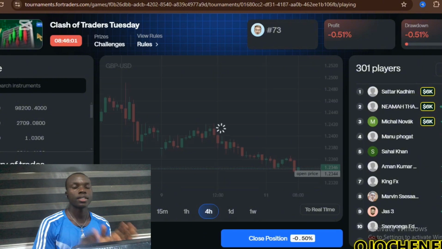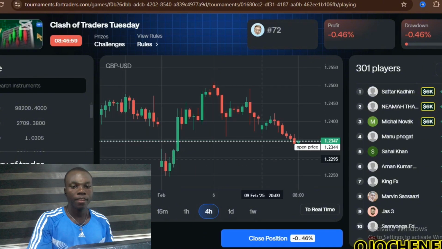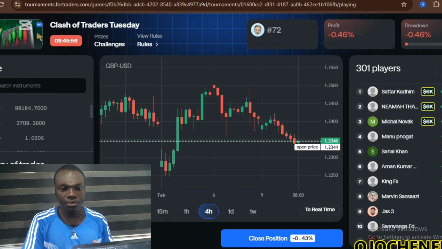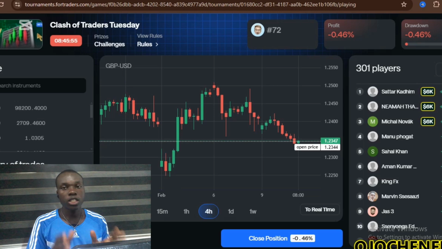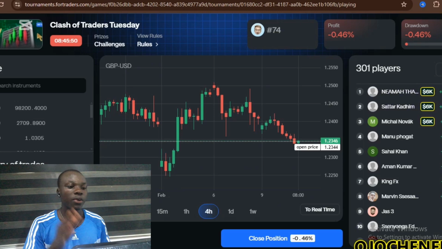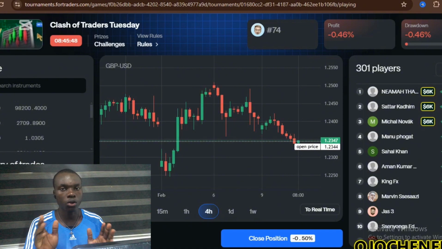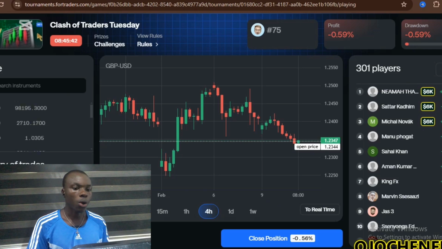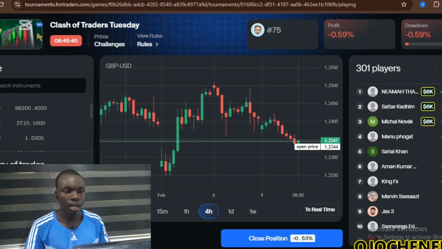Okay, so you see that the trade is open right now. You can see I'm in the drawdown right now, negative 0.46%. The max drawdown for the day is negative 10%. If you hit the max drawdown of negative 10%, you'll be closed out of this challenge. But if you can maintain a higher score, maybe a 50% win rate, you are going to get a 6k account free from here, an additional cash.